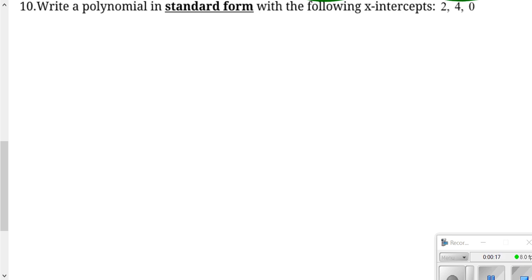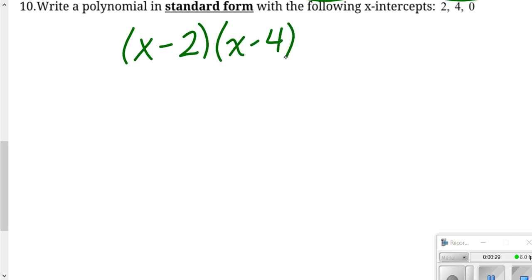Number 10 says to write a polynomial in standard form with those x-intercepts that are listed. So an x-intercept of 2 means you have a factor of x minus 2. An x-intercept of 4 means you have x minus 4 as a factor, and then x equals 0. You might be confused about this at first. You might even write x minus 0. But what is x minus 0? Just x. Okay, so you could just have another x out there.